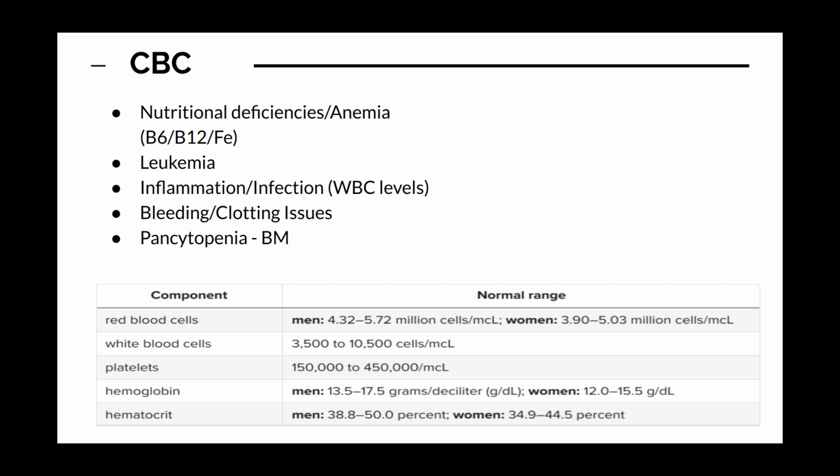So a reduction in RBC would indicate anemia, and also nutritional deficiencies like B6, B12, and iron deficiency would manifest as anemia as well. A large increase in WBC would indicate leukemia, and a slight increase would usually indicate inflammation or infection. A decrease in platelet count would cause bleeding and clotting issues, and reduction of all three types of cells, red blood cells, white blood cells, and platelets, is known as pancytopenia, and this is caused due to a disease in the bone marrow.